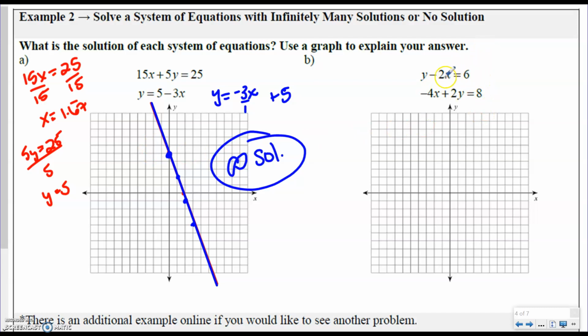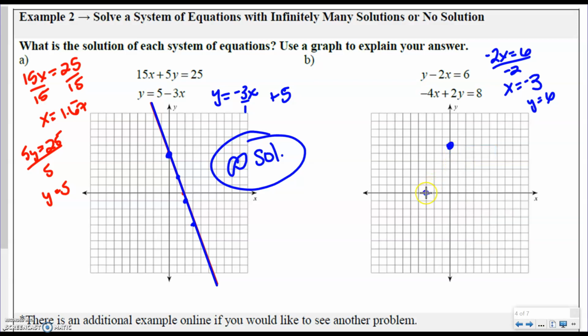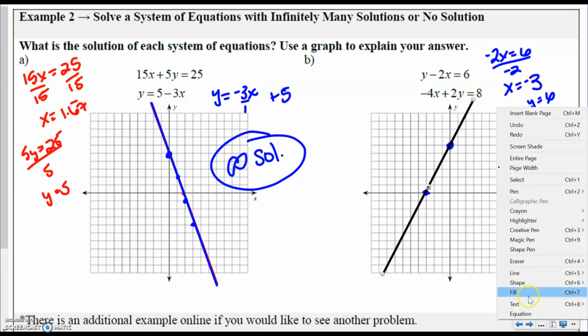For the next one, in standard form, I cover up my y. I get -2x equals 6. So if I divide by -2, I get x equals -3. So 1, 2, 3. And if I cover up my x, I get y equals 6. So 1, 2, 3, 4, 5, 6. And I can go ahead and draw my line. And I'm going to make that blue.